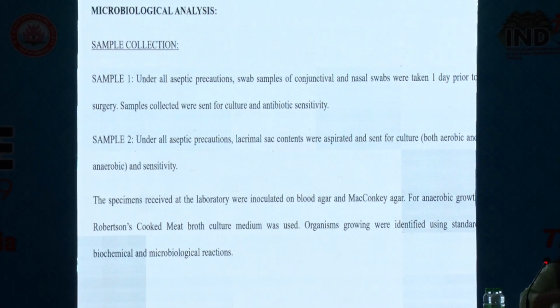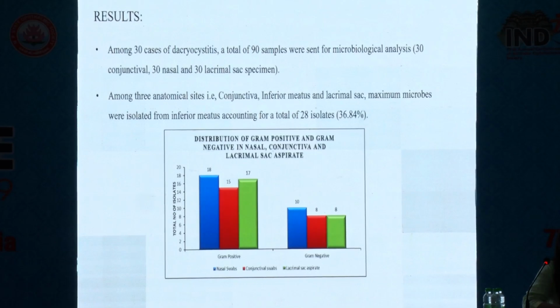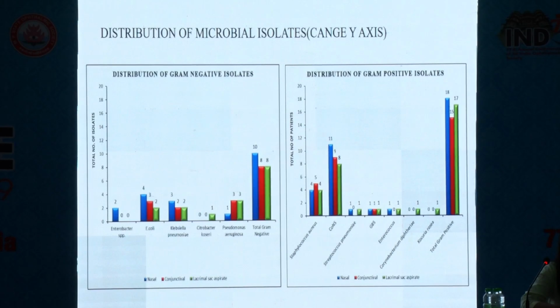The samples were immediately sent to the laboratory and were inoculated on blood agar and MacConkey, and samples were also sent for anaerobic growth. Among 30 cases, a total of 90 samples, 30 from each site, were sent for microbiological analysis, and the maximum were isolated from the inferior meatus, accounting for a total of 28 isolates, followed by conjunctiva with 23, and lacrimal sac with 25. These were the growth.